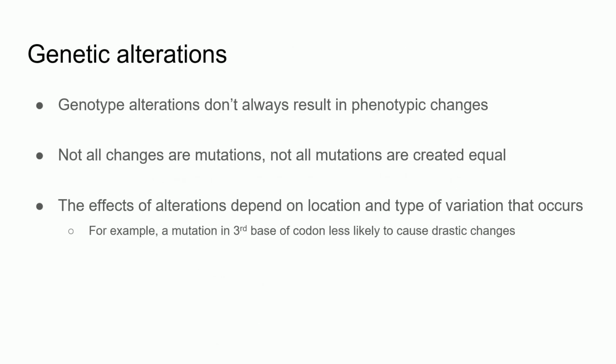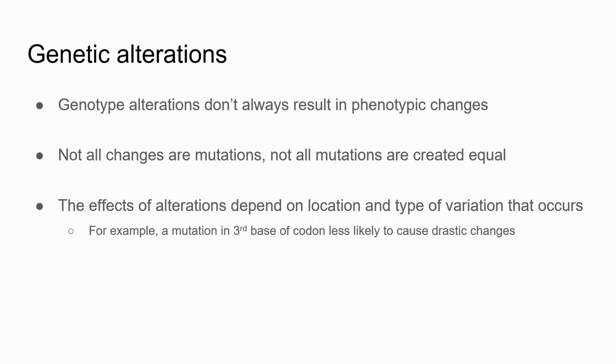Keep in mind that not all changes in the genetic code result in a change at the phenotypic level. A change of any type in the genetic code is called a variant. A variant is not synonymous with a mutation. When a variant occurs in less than 1% of the population, we may refer to it as a mutation. Mutations may be pathogenic or benign. So not all changes in the genome are mutations, and not all mutations are created equally. This is one reason why using the term variant is preferred over mutation.